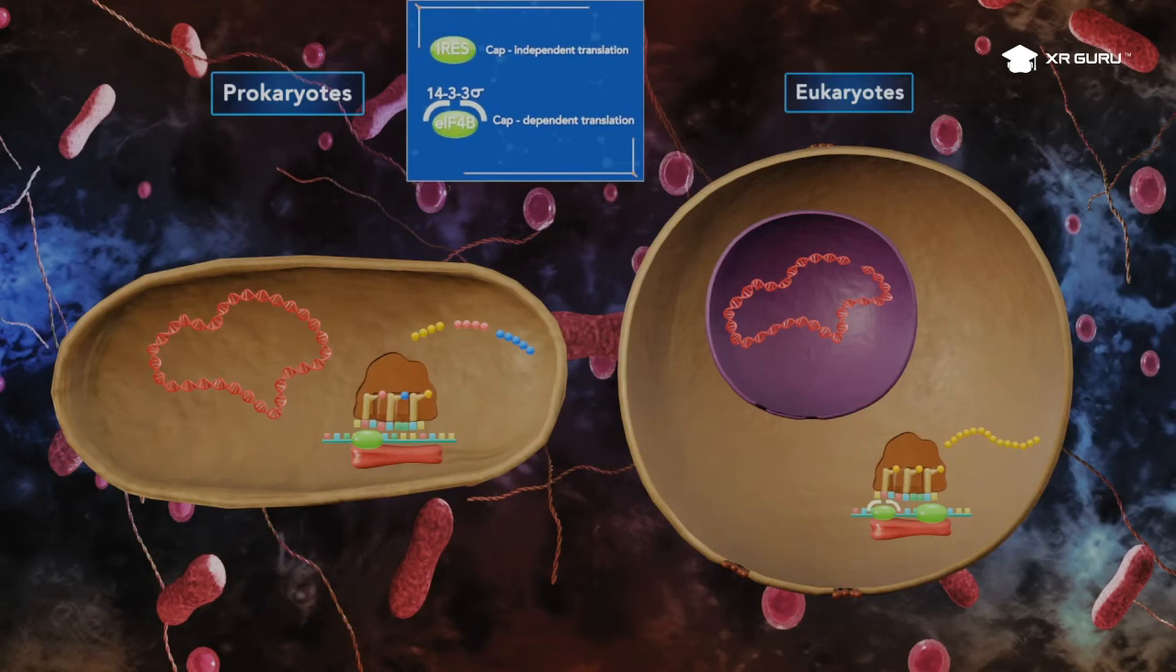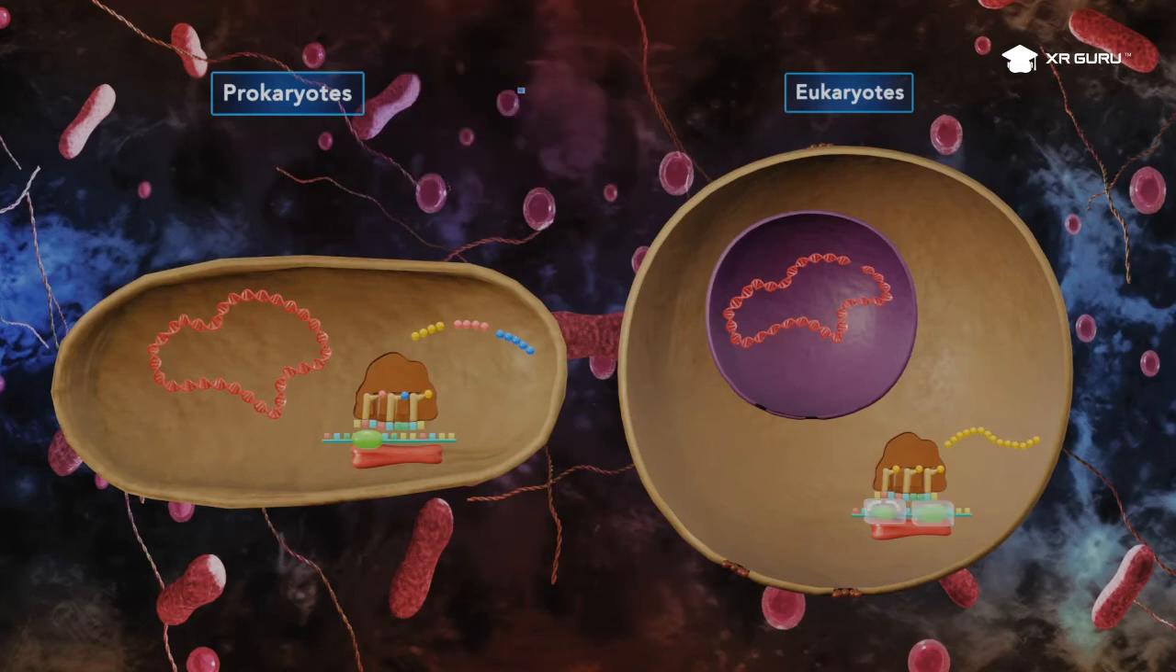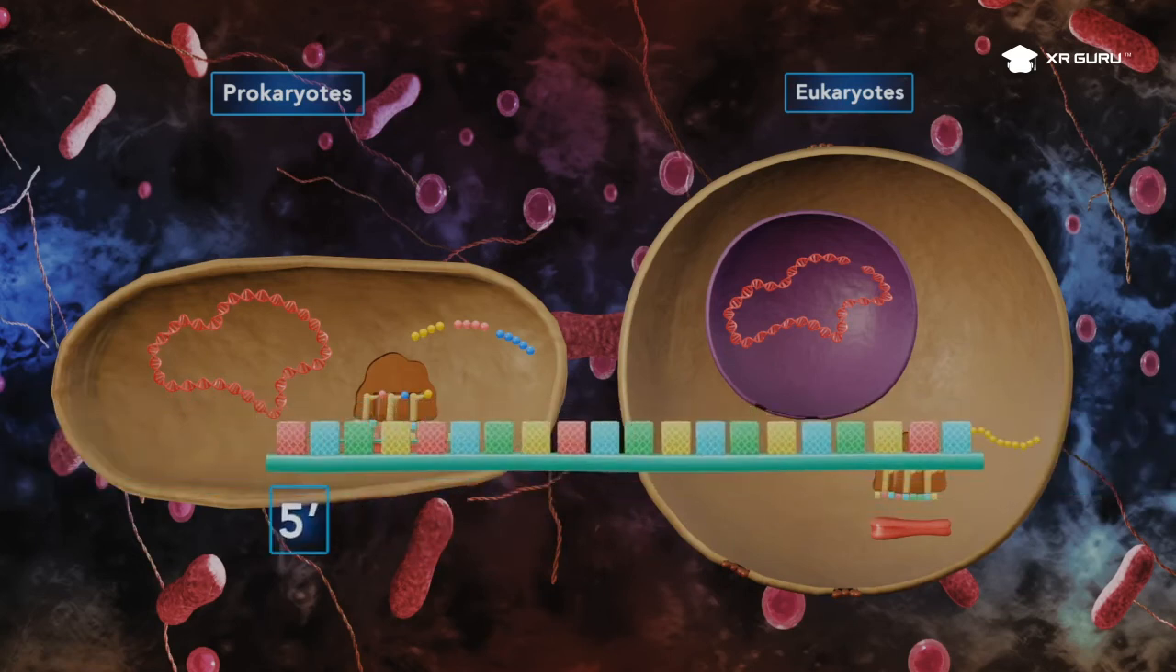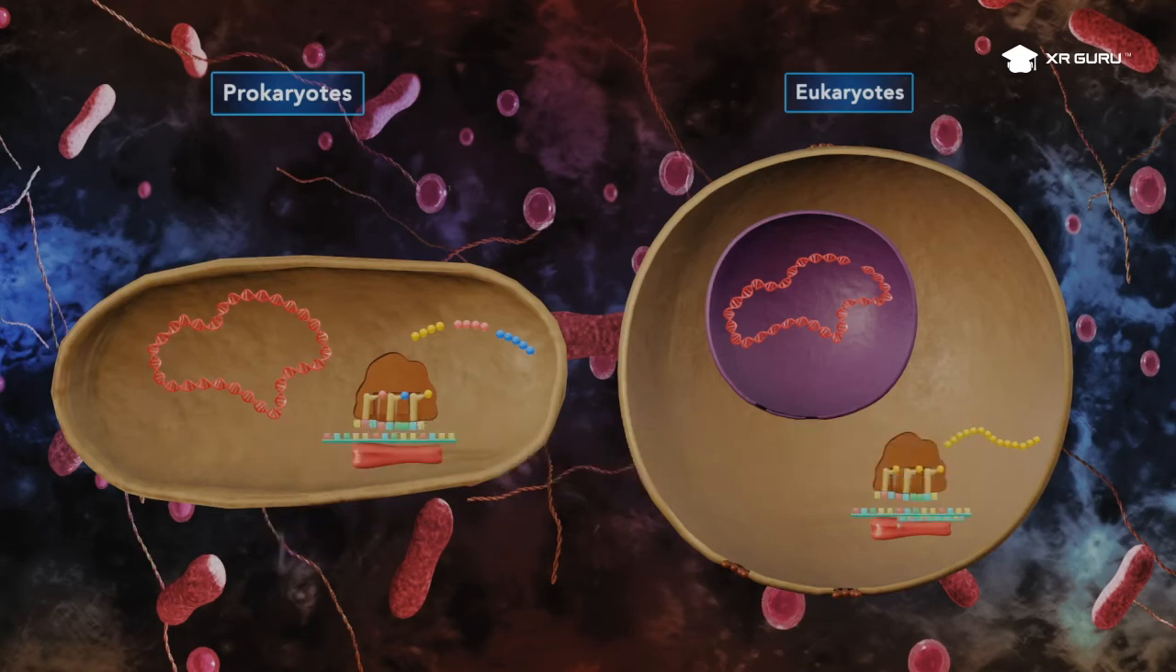There is only one type of translation initiation system, cap-independent, in prokaryotes, whereas in eukaryotes, there are 2 kinds of translation initiation systems, cap-dependent and cap-independent. Prokaryotes have many start sites and Shine-Dalgarno sequences along the mRNA, located 8 nucleotides upstream from the start codon. The SD sequence acts as the ribosome binding site, but it is absent in eukaryotes. Eukaryotes have only one start site located near the 5' end region of the mRNA.